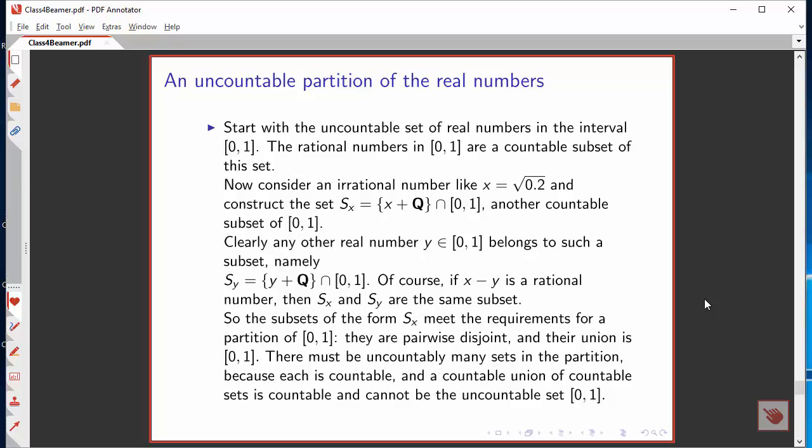How many of these are there? Well, there must be uncountably many because, like the rational numbers, each of these is countable. If there were only countably many, a countable union of countable sets is countable, and therefore it cannot be the full uncountable set of real numbers in 0 through 1.